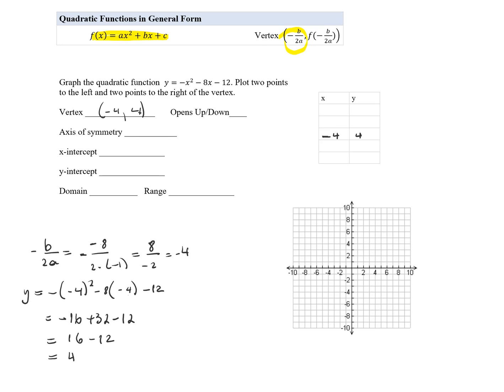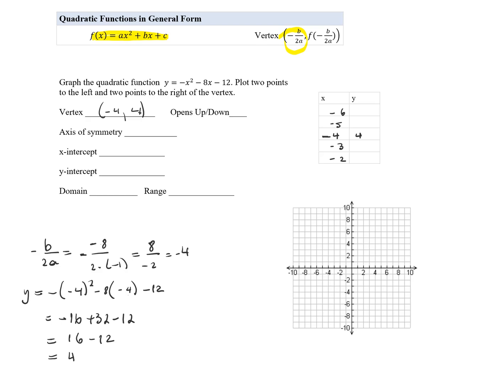Now, the directions say that we want to find 2 points to the left and 2 points to the right of the vertex. So going 2 points to the left of negative 4, I will get negative 5 and negative 6. And the 2 points to the right will be negative 3 and negative 2.